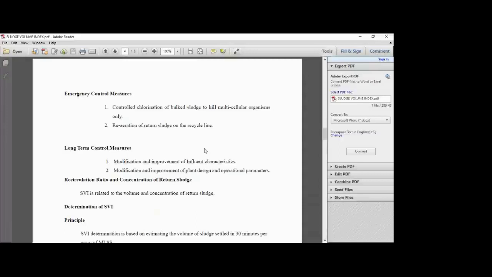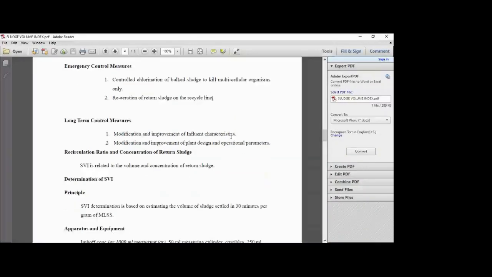So is there any control measure? Yes, if you find that this is happening in the STP, there are emergency control measures. First, controlled chlorination of bulk sludge. If filamentous microorganisms are produced, you can do the chlorination control, so that the microorganisms will die. Re-aeration of the return sludge on the recycle line is also to be done. So this is also very important.